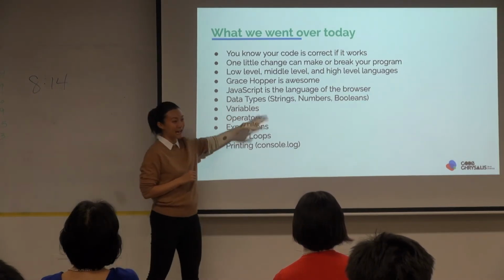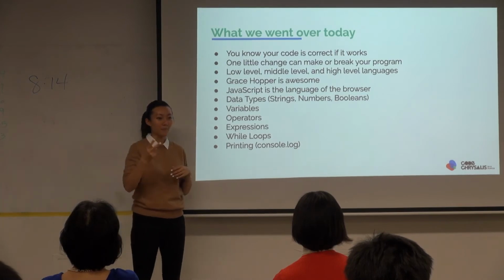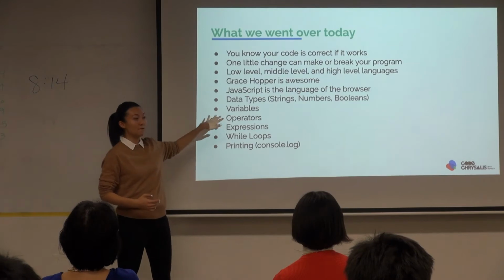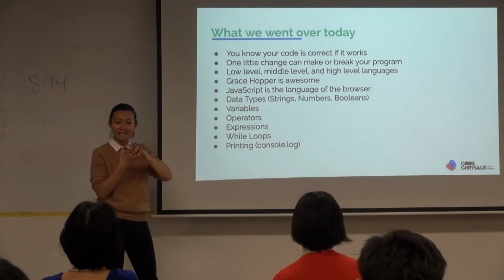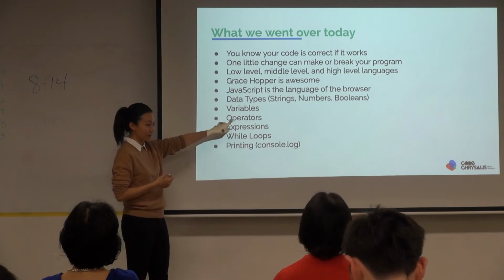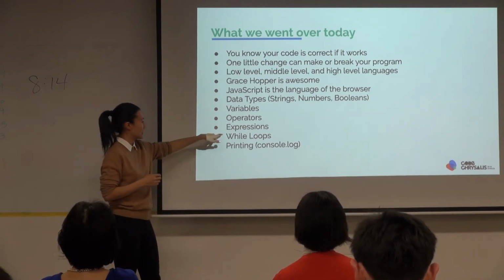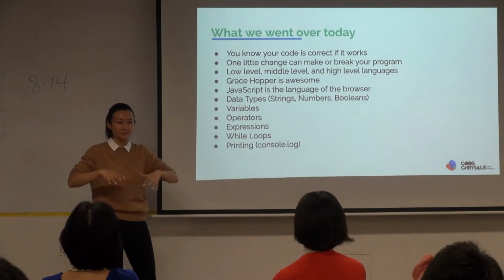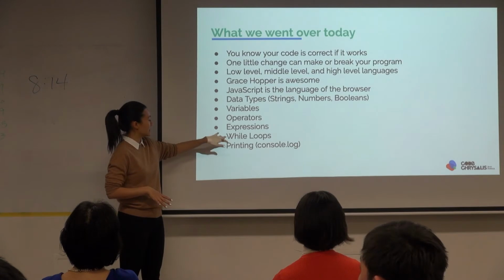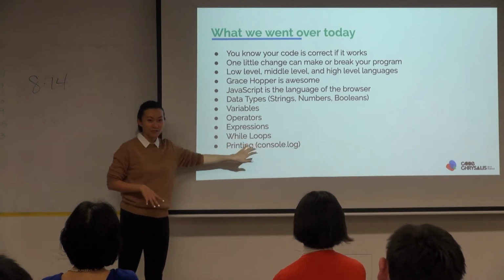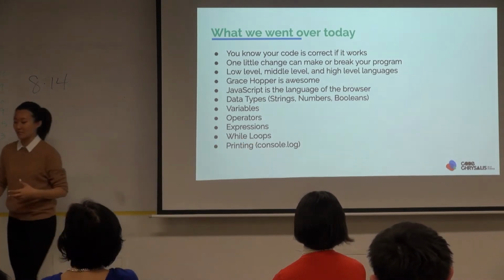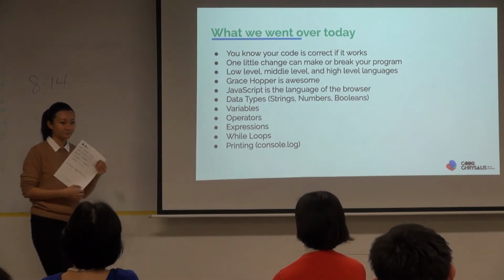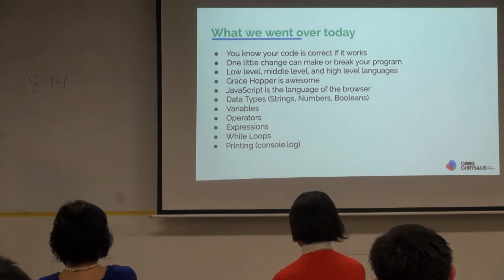We talked about data types. Strings, numbers, and booleans are the very basic data types. We talked about variables, which are containers for our data, operators, which do things, and expressions, which are a combination of these things that give us information. We talked about while loops, and we didn't really touch on printing, but you all saw it down here.